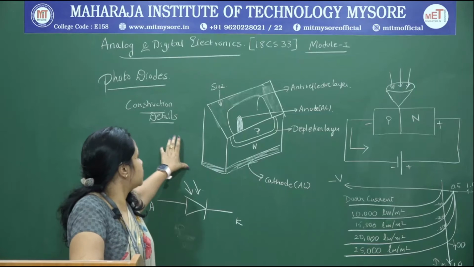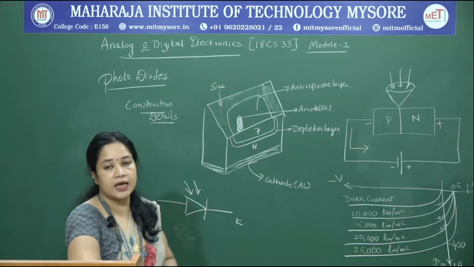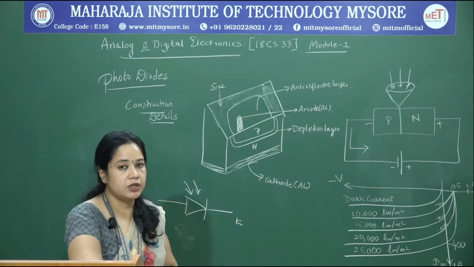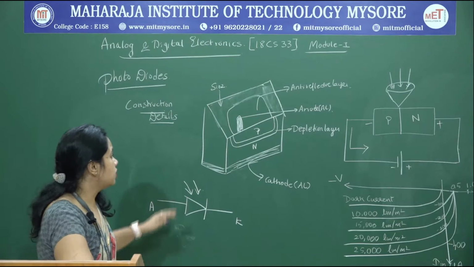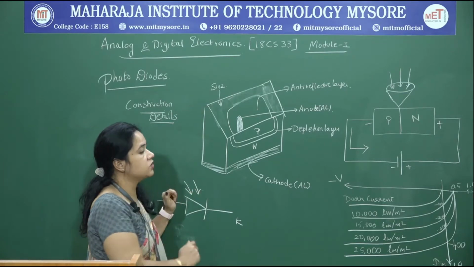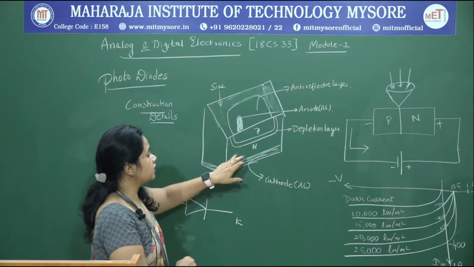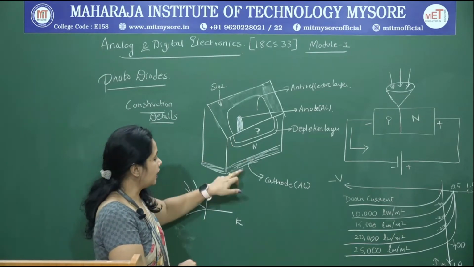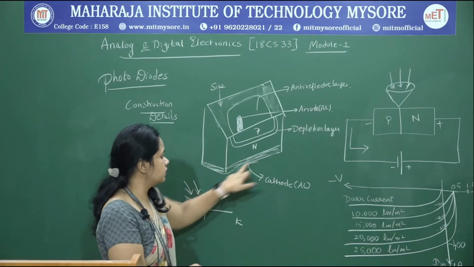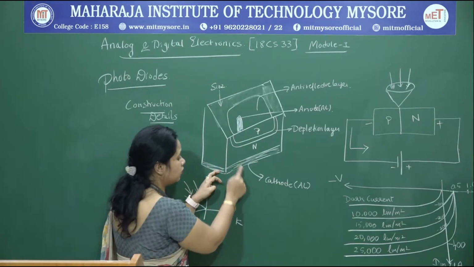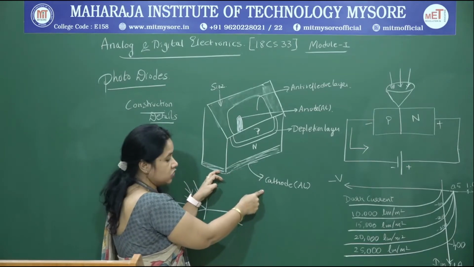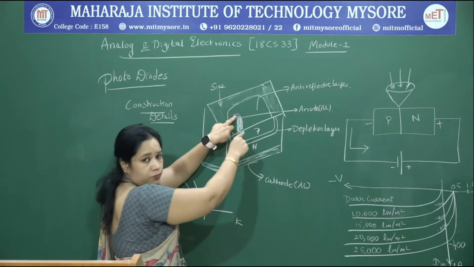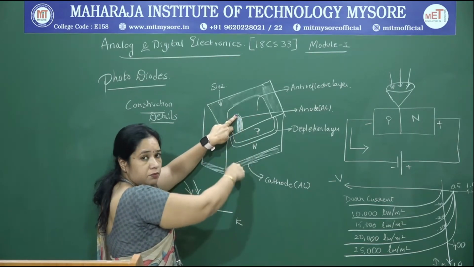We will take up the constructional details, working and characteristics of your photodiode before we jump into the applications of your photodiode. This figure shows the constructional details of your photodiode. It is formed by diffusing an N-type and a P-type layer, and we have terminals drawn. This one is for making external connections to the cathode of your PN junction, and here we have one more terminal drawn to make connections to the anode of your PN junction.